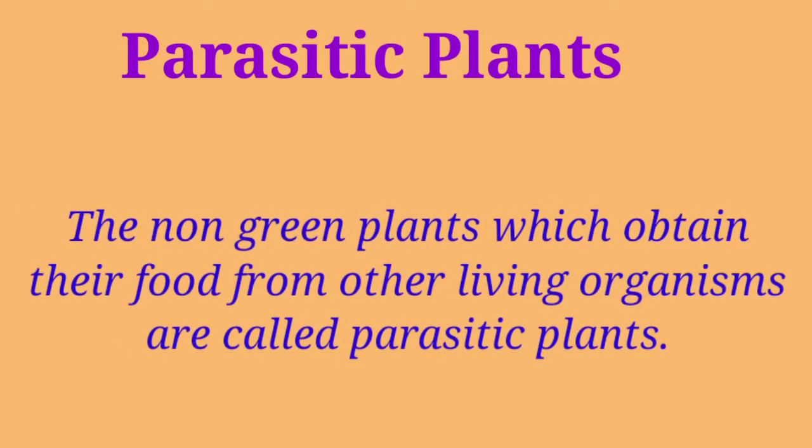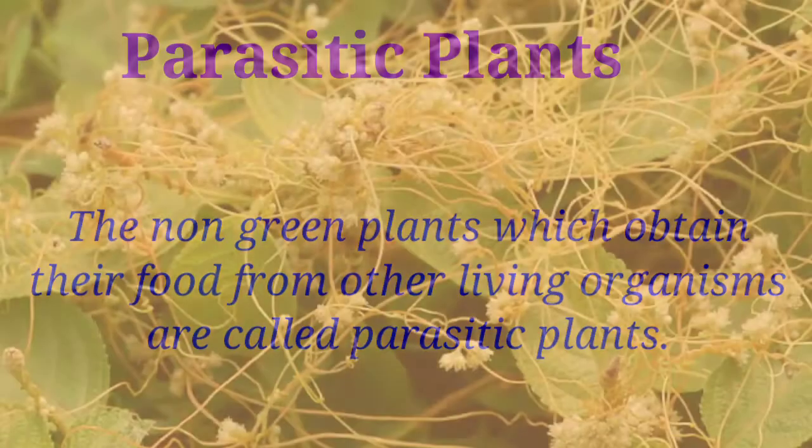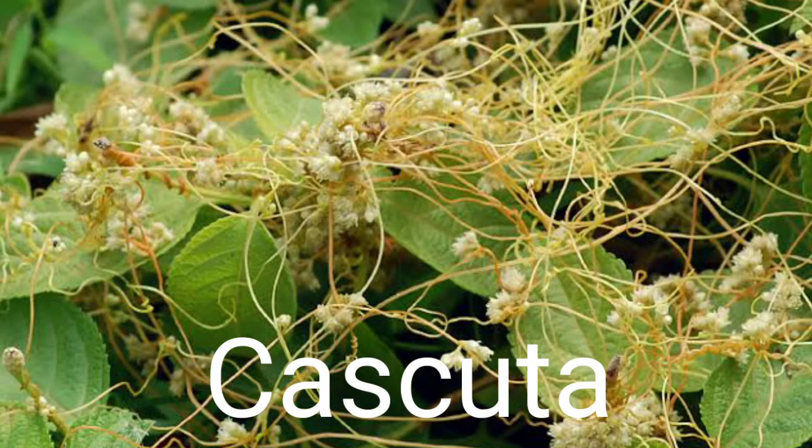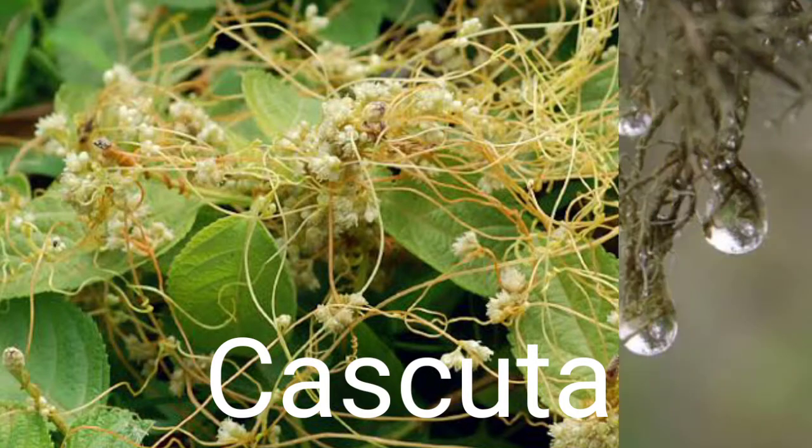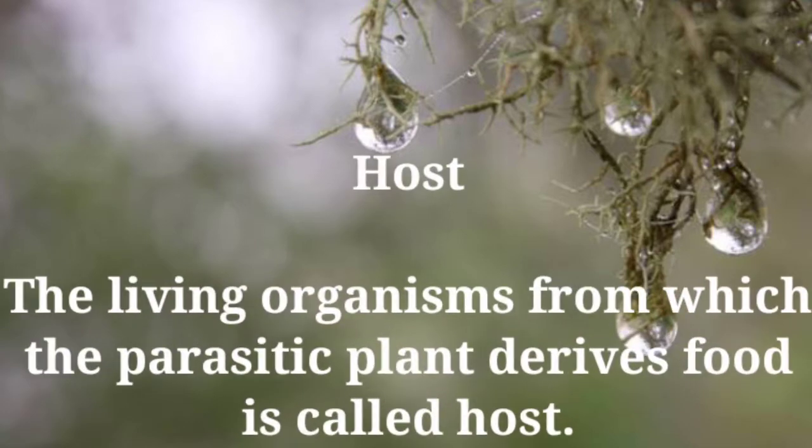Parasitic plant. The non-green plants which obtain their food from other living organisms are called parasitic plants. Example, cuscuta. Cuscuta is a leafless and rootless plant. It entangles itself around the host plant and derives food from it. Always remember, the living organism from which the parasitic plant derives food is called host.